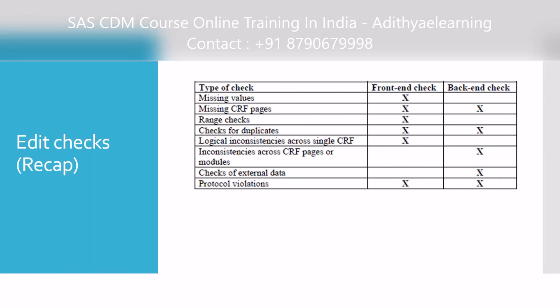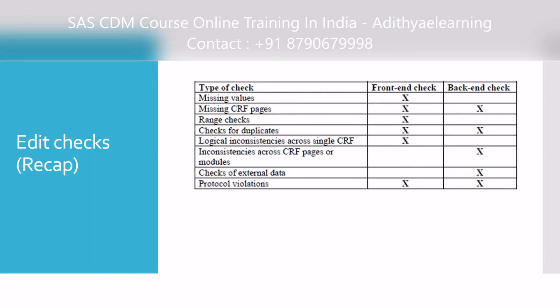Range checks are always front end, not back end. That means whenever you have defined a range, for example that temperature should be between 35 to 40, if it is 34, it will immediately fire a check and tell the coordinator to check the data. As a data manager, once you have designed the edit checks, the programmer has programmed them, and you have tested that this works, you don't have to bother more.